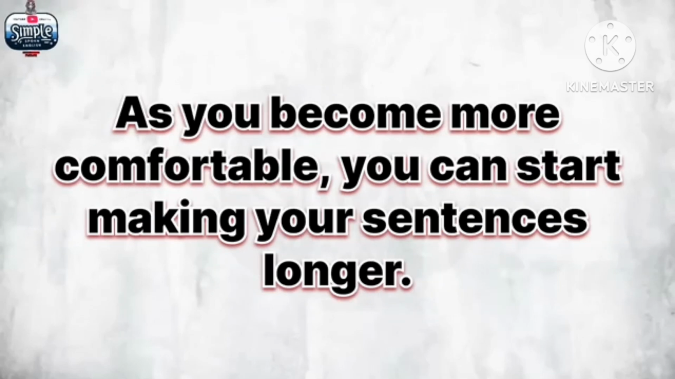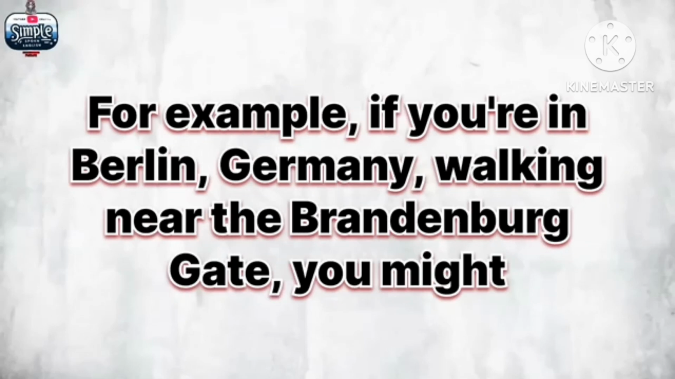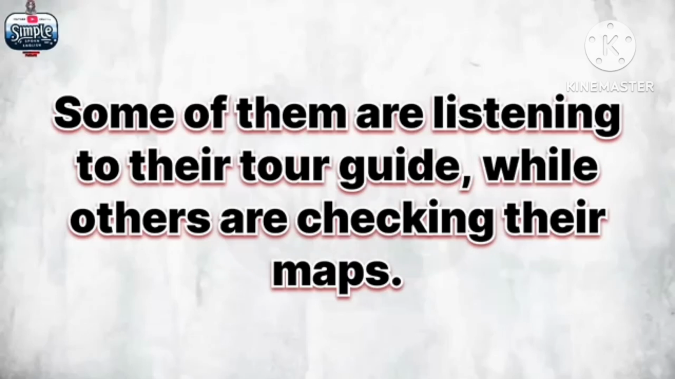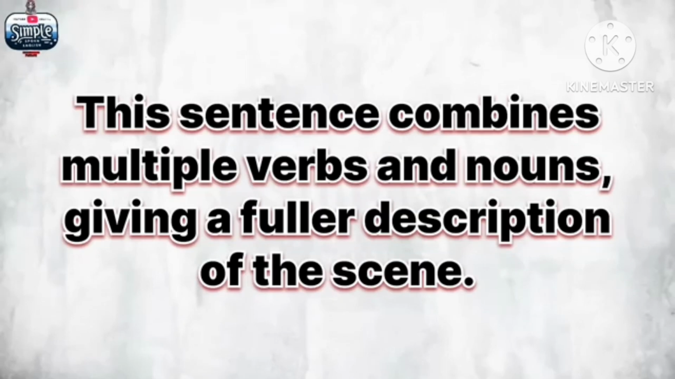As you become more comfortable, you can start making your sentences longer. For example, if you are in Berlin, Germany, walking near the Brandenburg Gate, you might say, a group of tourists is taking pictures of the monument. Some of them are listening to their tour guide while others are checking their maps. These sentences combine multiple verbs and nouns, giving a fuller description of the scene.